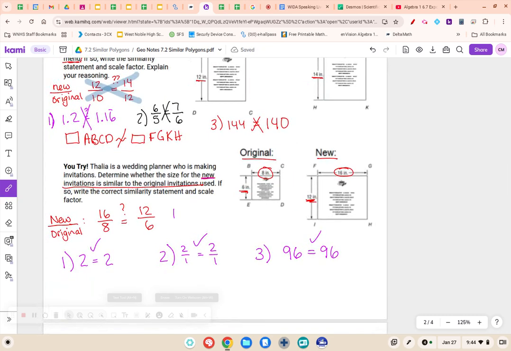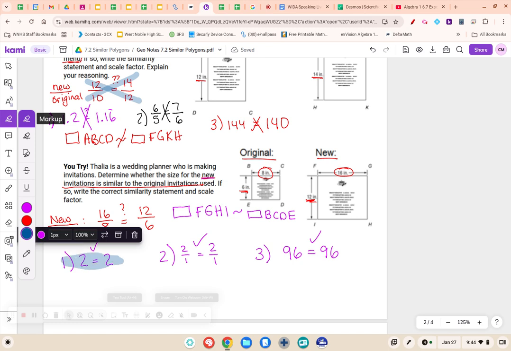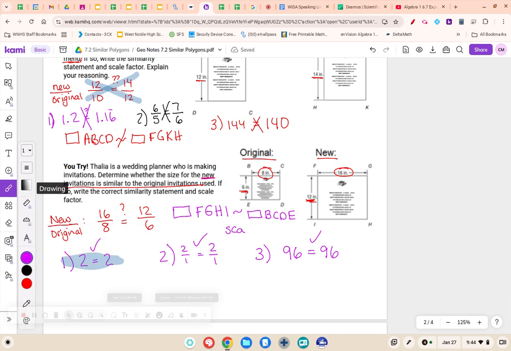So since I'm writing new to original here, I have new is FGHI is similar to, not congruent, guys, similar to BCDE. It also asks for the scale factor, which we happen to already find here twice, actually. Our scale factor is 2. Okay, it's just the fraction of how they're related. And since we already did new over original, we've got our answer.